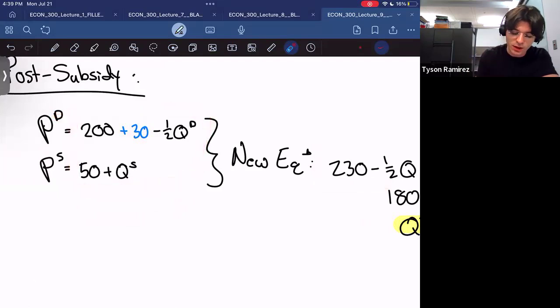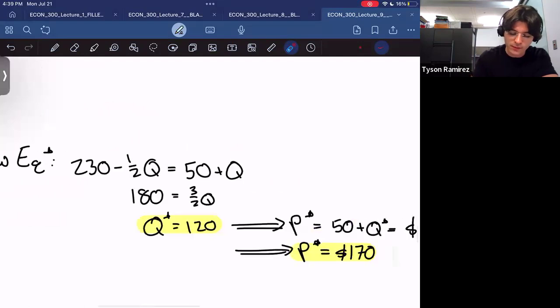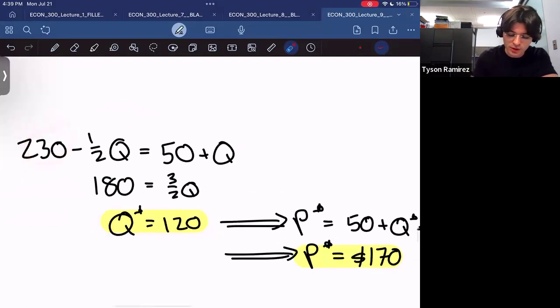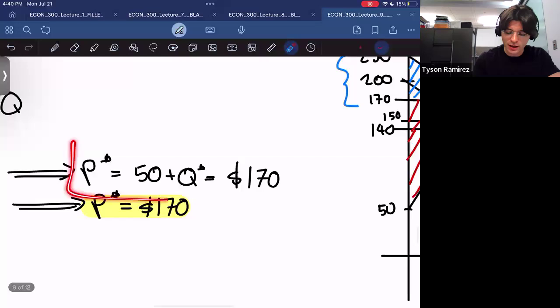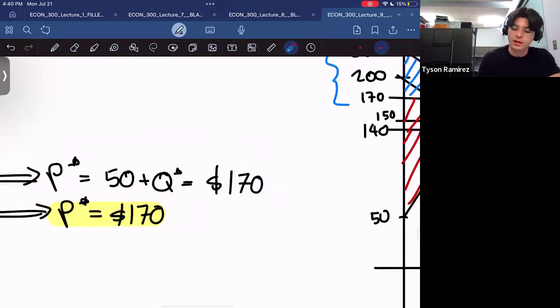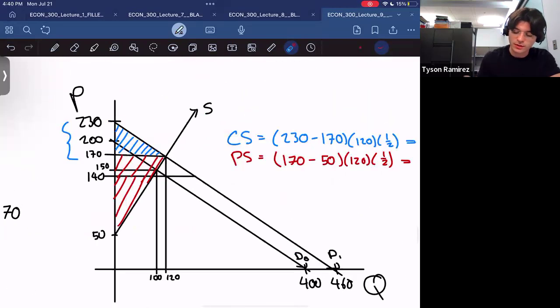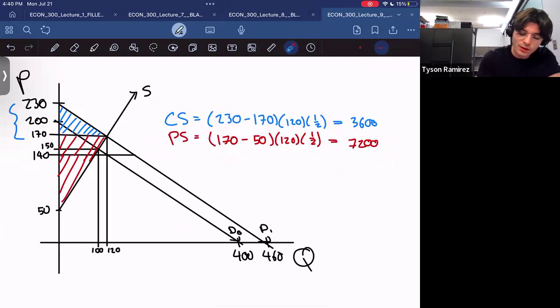I combine 230 and set them equal to each other. When I do, the quantity Q which makes it true is 120. And if Q star is equal to 120, I plug that in and find that P star is equal to 170. So if we were to plot these things, notice here was our original.